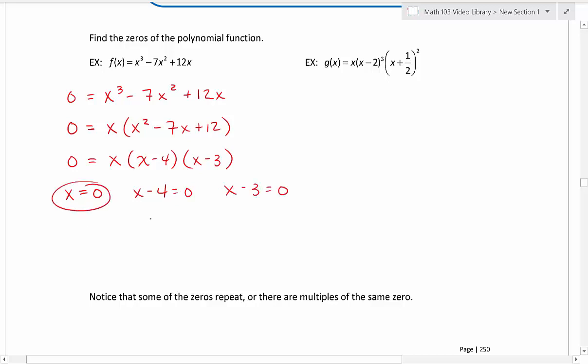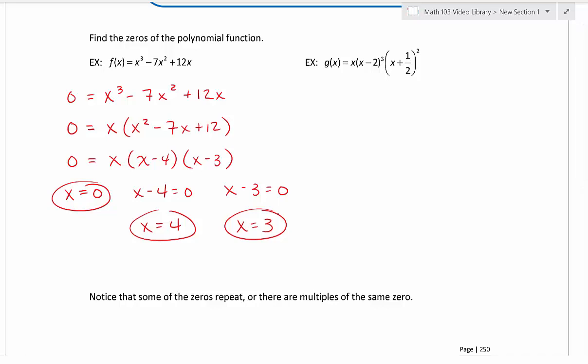This polynomial function has 3 zeros. x equals 0, x equals 4, and x equals 3. Let's take a look at our next example.